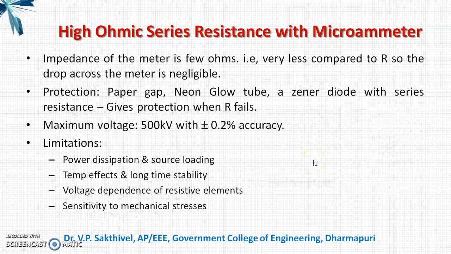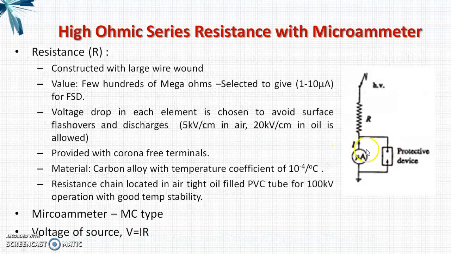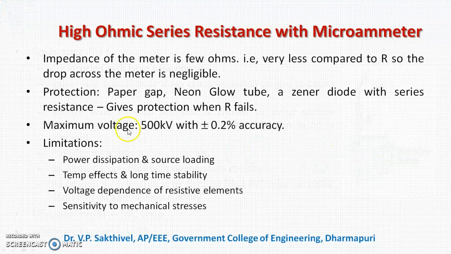Then the impedance of the meter is only a few ohms compared to the resistive value, so we can neglect this impedance of the meter. Then we connect the protective device across this meter. This protective device may be a paper gap, neon glow tube, or a Zener diode with series resistance. By using this arrangement, we can measure up to 500 kV with plus or minus 0.2% accuracy.